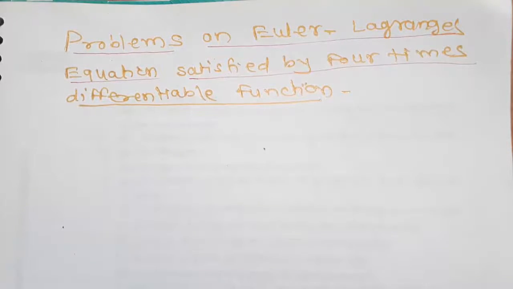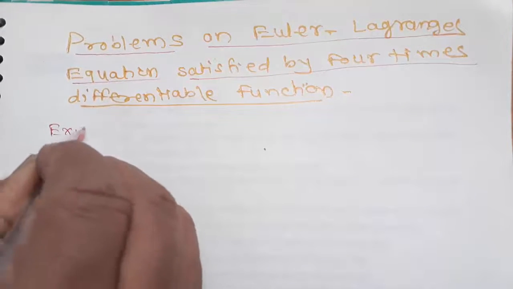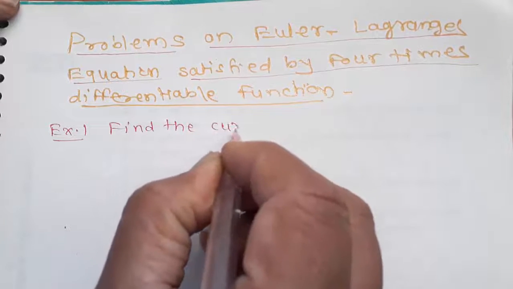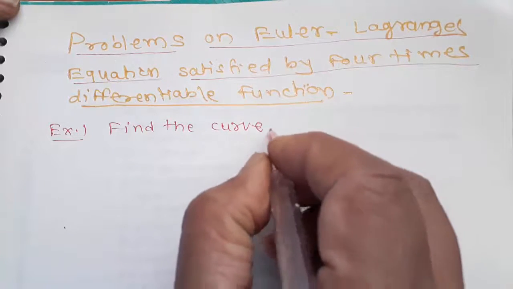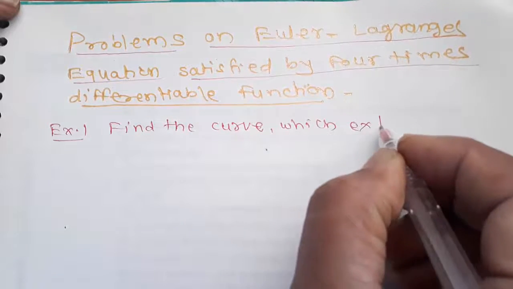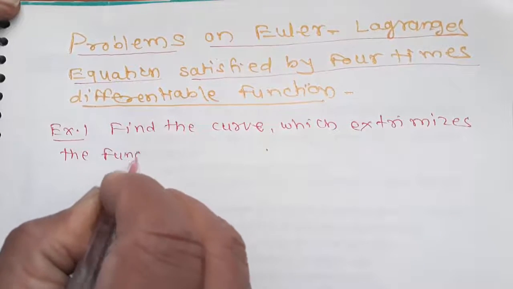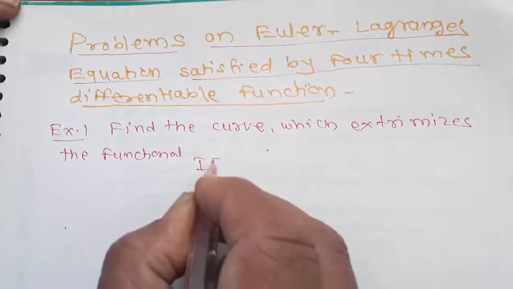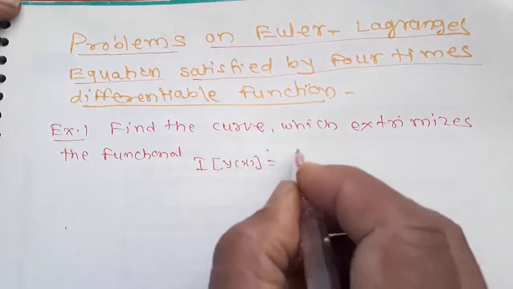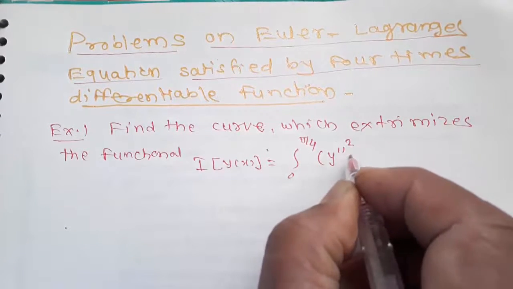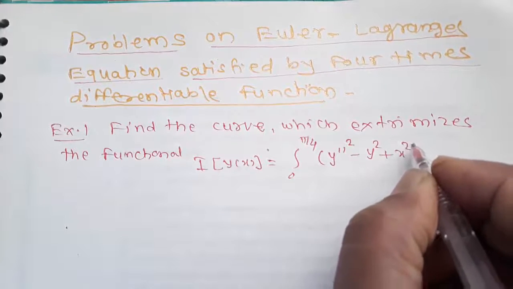In this video, we will solve some problems on Euler Lagrange's equation satisfied by 4 times differentiable function. Let us see example 1. Find the curve which extremizes the functional I(y(x)) equal to integration 0 to pi by 4 of y double dash square minus y square plus x square dx.